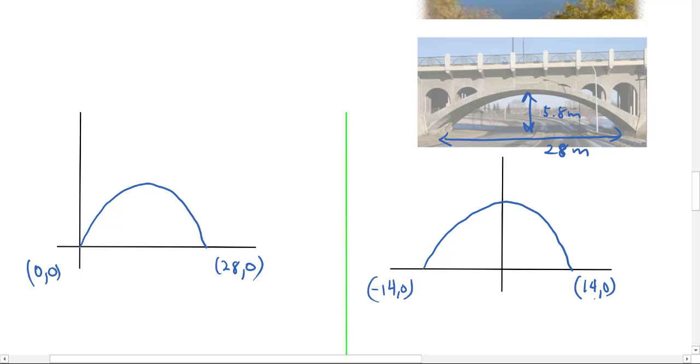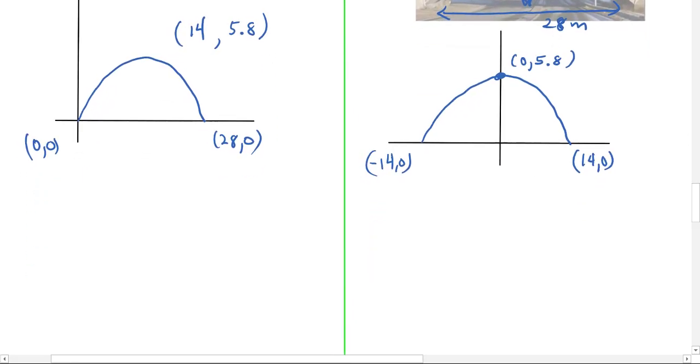Next is to state the vertex. Since we know it's 5.8 meters high, since this is on the y-axis, we have a vertex at 0 and 5.8. In the second expression, we have a vertex at the axis of symmetry and 5.8. And the axis of symmetry is the midpoint of 0 and 28. It's in the middle of here, which is going to give us 14. So there are the two pictures. And from here we can model these two pictures starting with factored form.